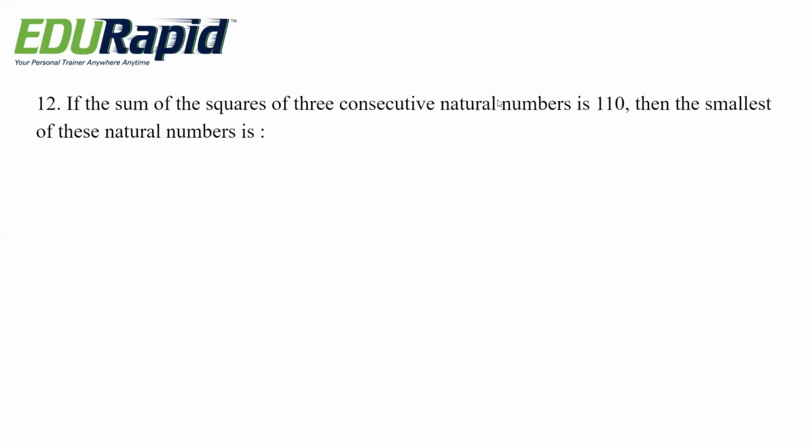Next question. If the sum of the squares of three consecutive natural numbers is 110, then the smallest of these natural numbers is what? Options are 8, 6, 7, 5.